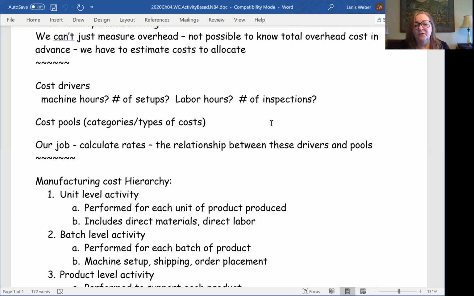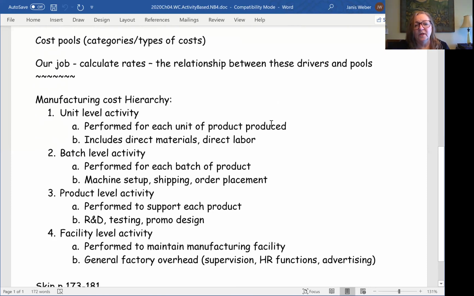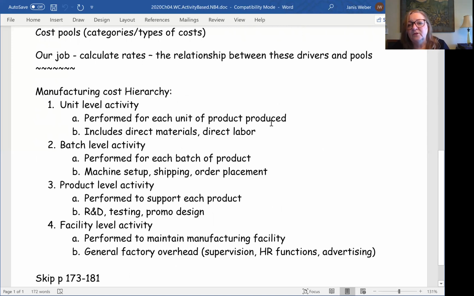All right, so the only other thing I'm going to pick up in this chapter that's not related to that is they talk about this manufacturing cost hierarchy. And then there's these different kinds of activities that are done in a manufacturing concern. So the first one is the unit level activities, and that is something that is done to every unit that you produce. So that would be like the direct labor and the direct material. Every one of the products you make is going to have an element of direct material and direct labor. So unit level means everything that we do is going to have this process applied to it.